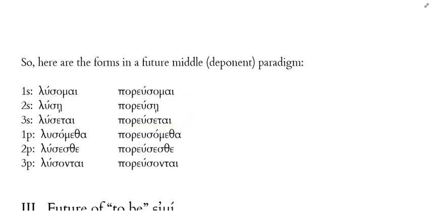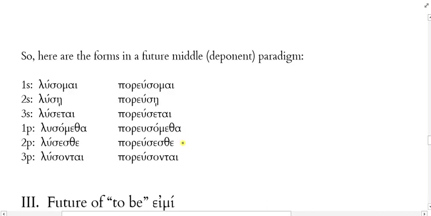Parusatai is he, she, it will go. Parusamatha, we will go or we shall go. Parusiste is y'all will go. And parusantai, they will go. All right, so that's how you form the future active and future middle indicative. Not too hard, is it?